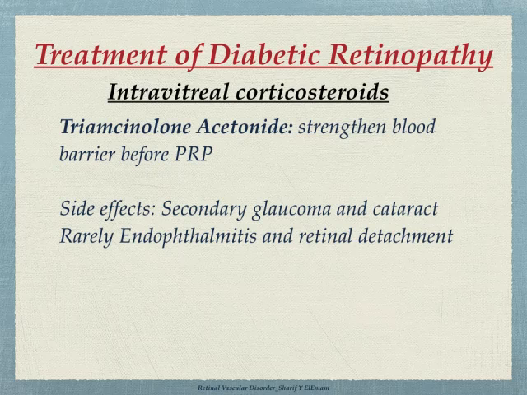The main steroid that we use to inject inside the eye in patients who have diabetic changes is called triamcinolone acetonide, which strengthens the blood-retina barrier before PRP. However, of course, since it's a steroid, it has side effects including secondary glaucoma and cataract. Sometimes it may lead to endophthalmitis and retinal detachment. It rarely happens, but it sometimes happens.